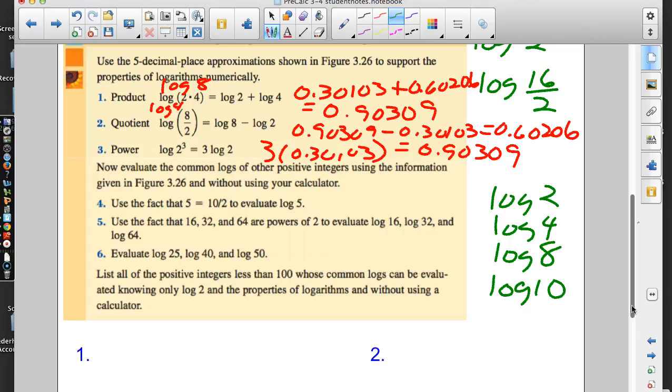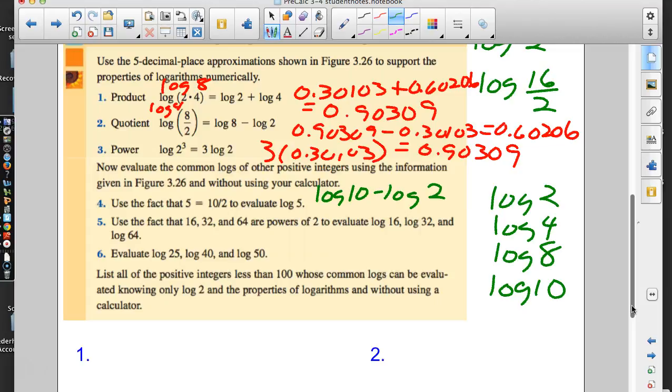So when we look at this, it says use the fact that 5 equals 10 divided by 2 to evaluate the log of 5. So what are they really telling us to do? Instead of using log of 5, what would we do? Some subtraction. So we take 1 minus the logarithm of 2. If we can't use our calculator and it's not available to us, do some subtraction.